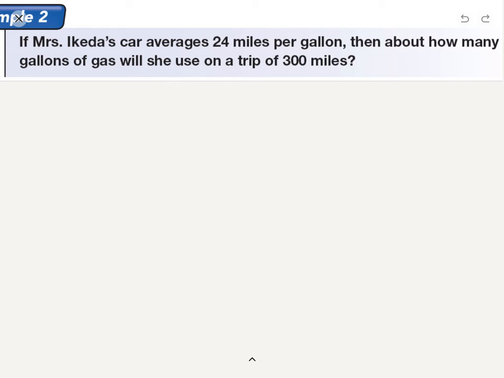Sounds like a lot of steps, doesn't it? But it is not. They're all very simple steps.